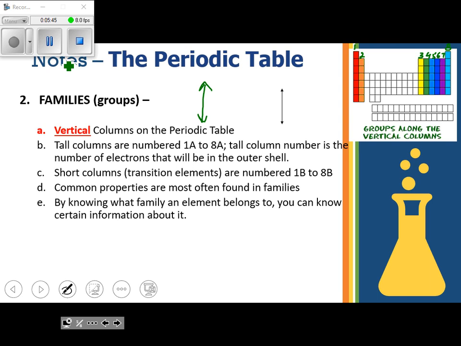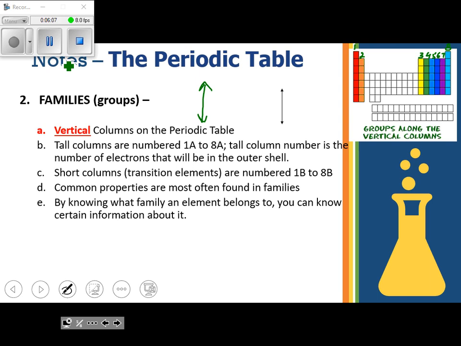Those are the tall columns. You'll often hear me call them the tall columns. And that tells us how many electrons are in the outer shell when we draw our Bohr model. So if it's in tall column 1, it's got 1 electron in the outer shell. If it's in tall column 2, it's got 2 electrons in the outer shell. Tall column 3, 3. 4 has 4 electrons. 5 has 5 electrons in the outer shell.